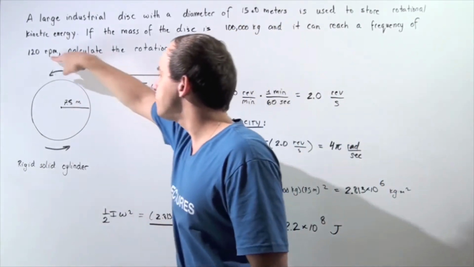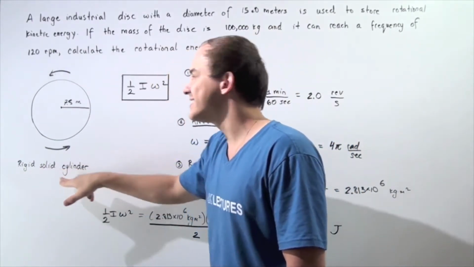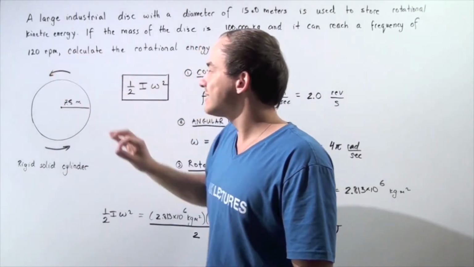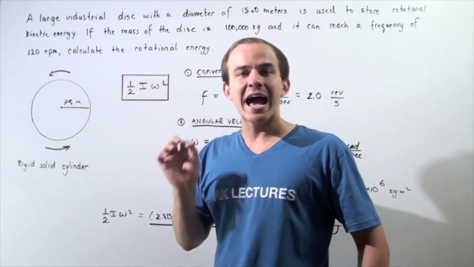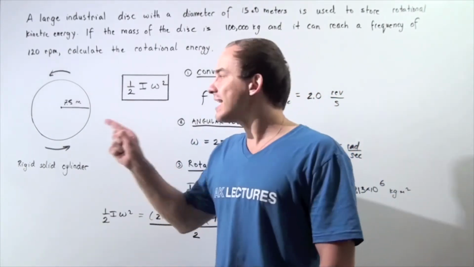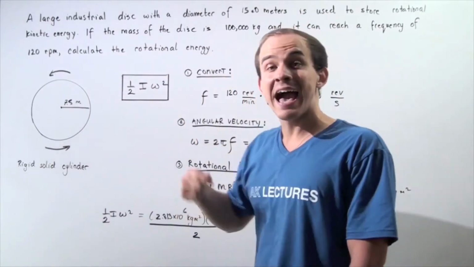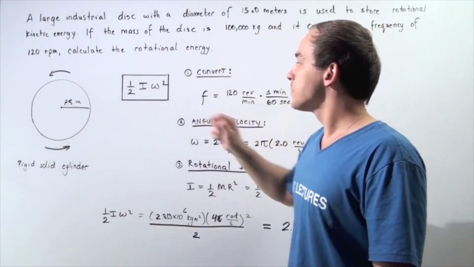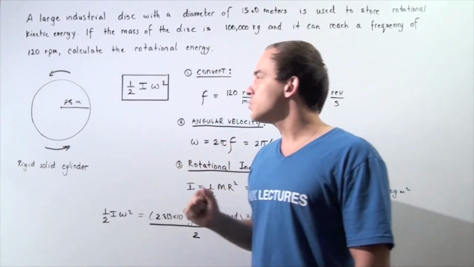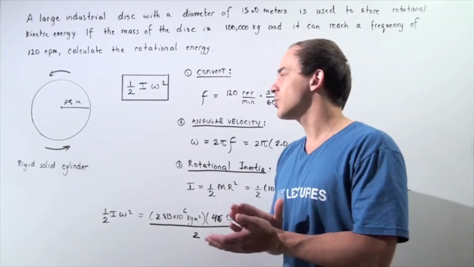So here we have the following object, a disk, which is a rigid solid cylinder. Now, the center of mass is the point through which our axis of rotation passes. And the distance from the axis of rotation to any point along the disk is half of our diameter, so 7.5 meters is the radius. Let's suppose our disk is rotating in the positive counterclockwise direction.